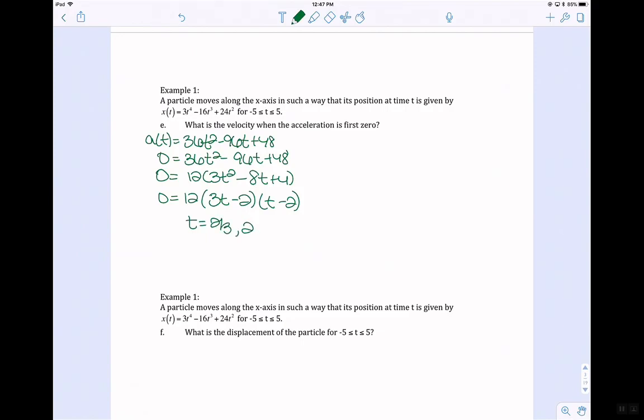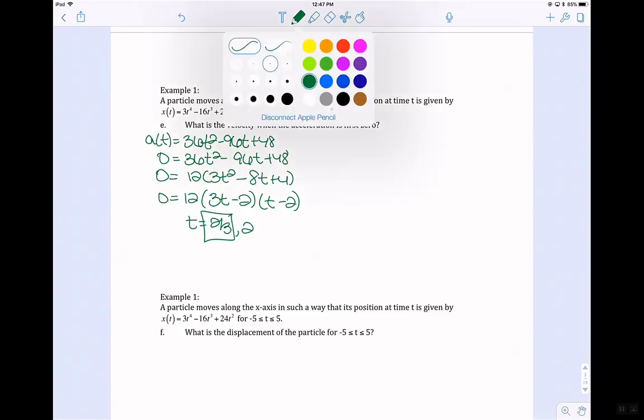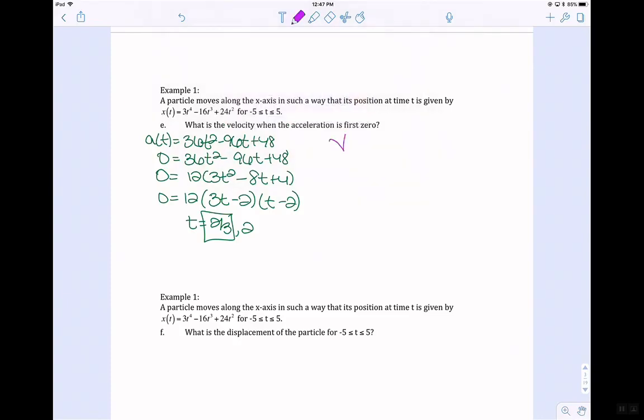Well, when's the first time that the acceleration is equal to 0? It's when t is equal to 2/3. And I want to know what my velocity is at that point. So I'm plugging in my 2/3 for my velocity equation.